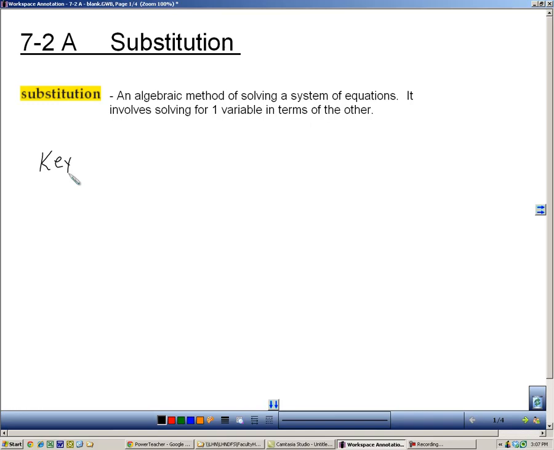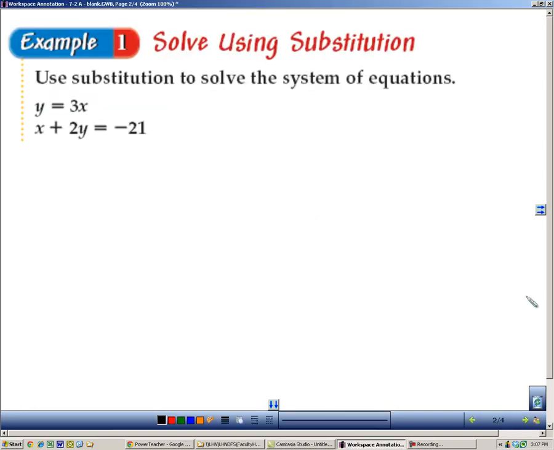Now the key to substitution is this. You have to isolate a variable. Once you isolate a variable, you can then go ahead and do substitution. Let's look at an example. Here we have to use substitution to solve these two equations, this system. The problem with solving is that you can't isolate two letters. You can only isolate one letter. So watch what I'm going to do.